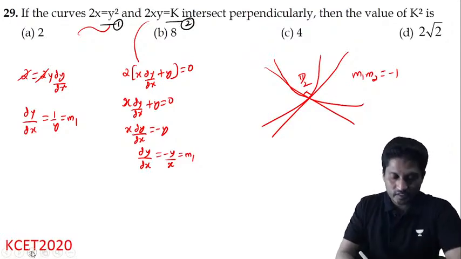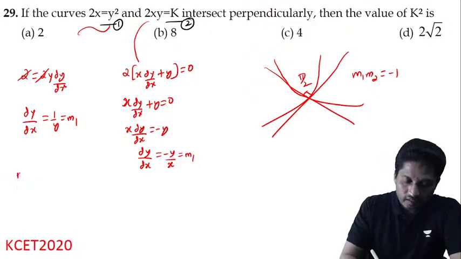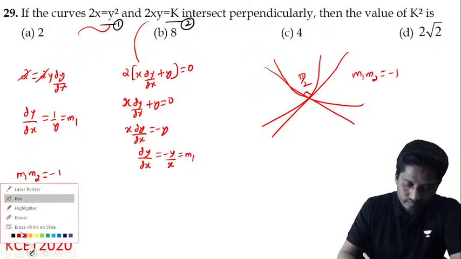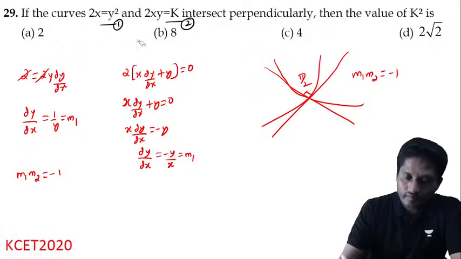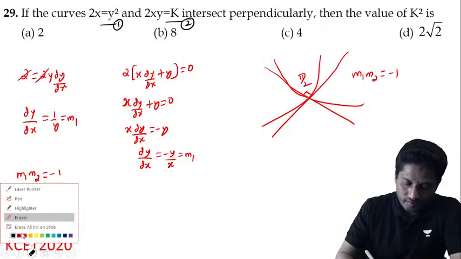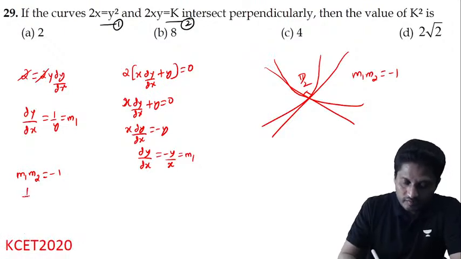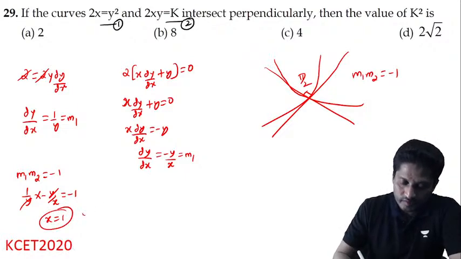Now according to the question, they cut at right angles, right? m1 into m2 is equal to minus 1. m1 is equal to 1 by y, m2 is equal to minus y by x, so the product is equal to minus 1. This will cancel, you get x is equal to 1. If I substitute in equation 1, y square is equal to 2.